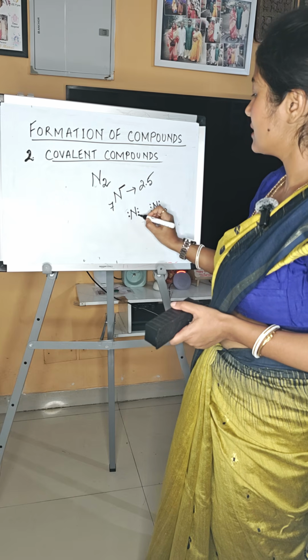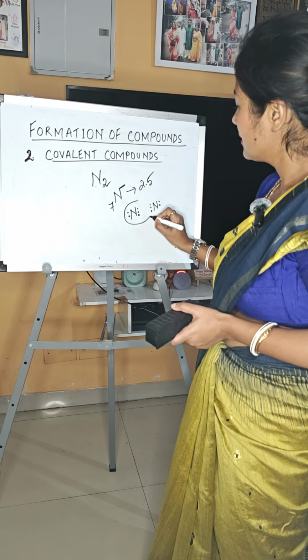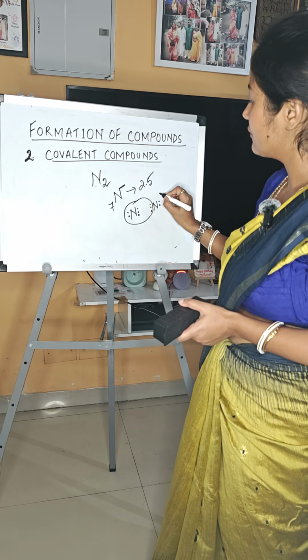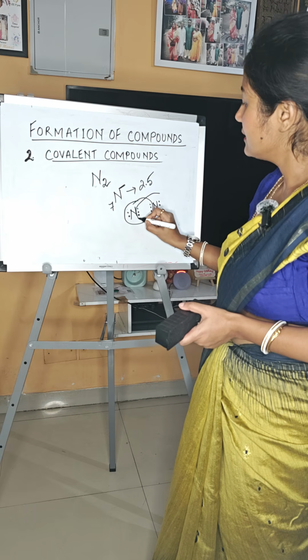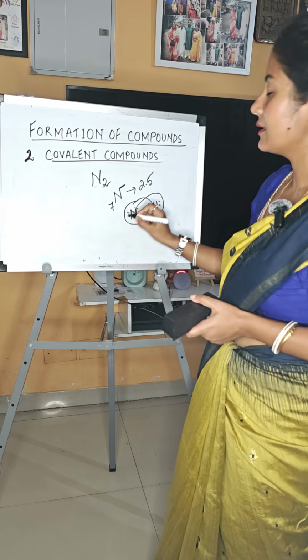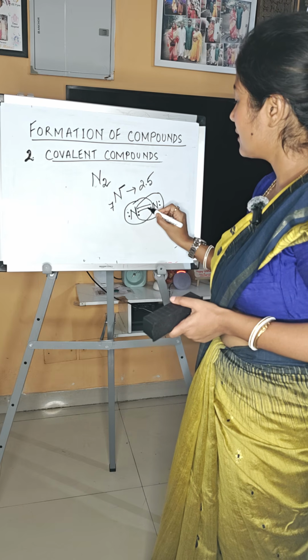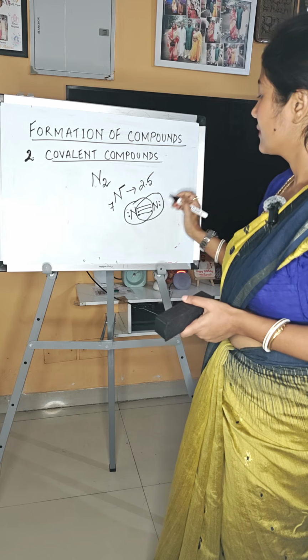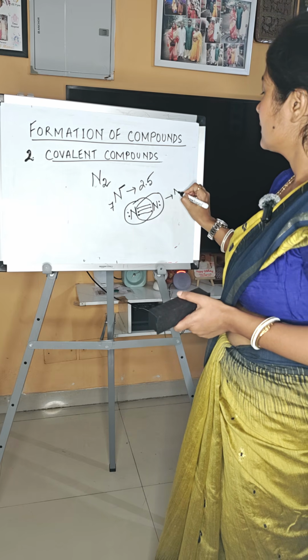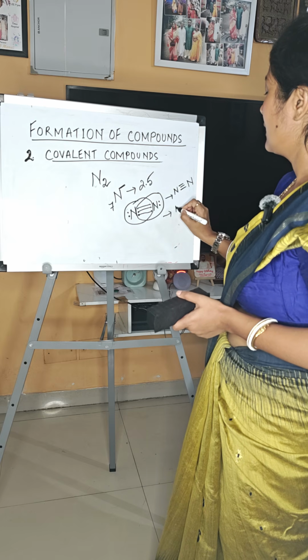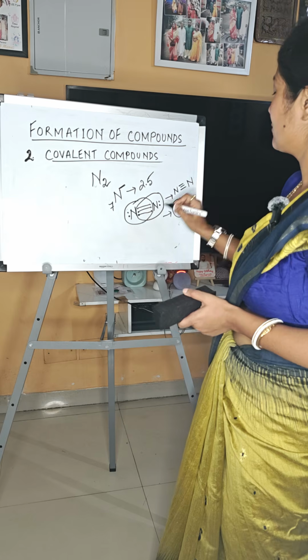So this nitrogen has a tendency to share these 3 electrons with its neighbor, and this nitrogen will also have a tendency to share these 3 electrons with the other nitrogen atom. As a result, it is sharing 3 pairs of electrons. So in case of nitrogen, 3 covalent bonds are formed, and this molecule is a covalent molecule.